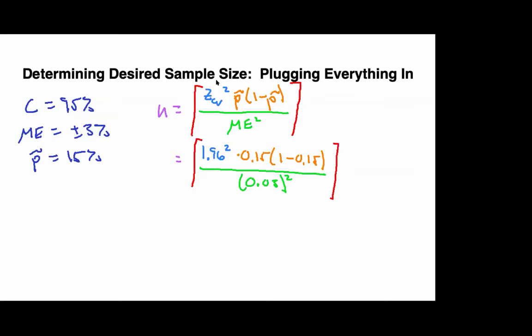If I punch all these into the calculator, I should get a value of about 544 and change. And if we round that up to the nearest whole number, that would be 545. So the final result is that we would need a sample of about 545 people. So that's the desired sample. We need about 545 people to get a margin of error of 3% if the population proportion is actually about 15%.